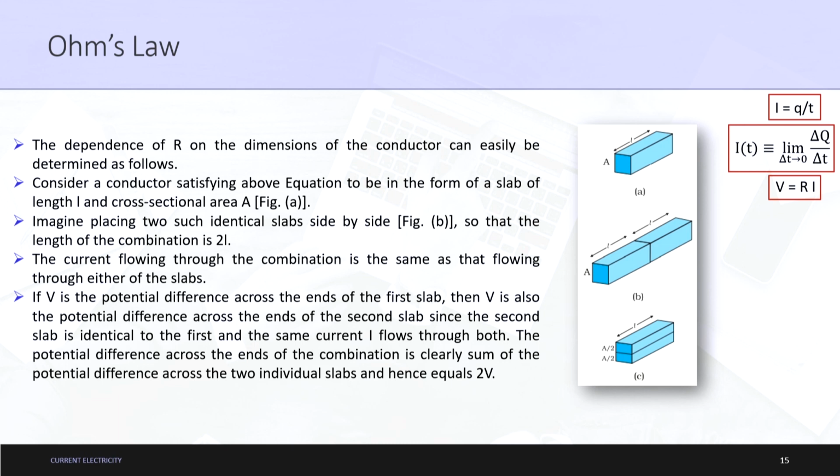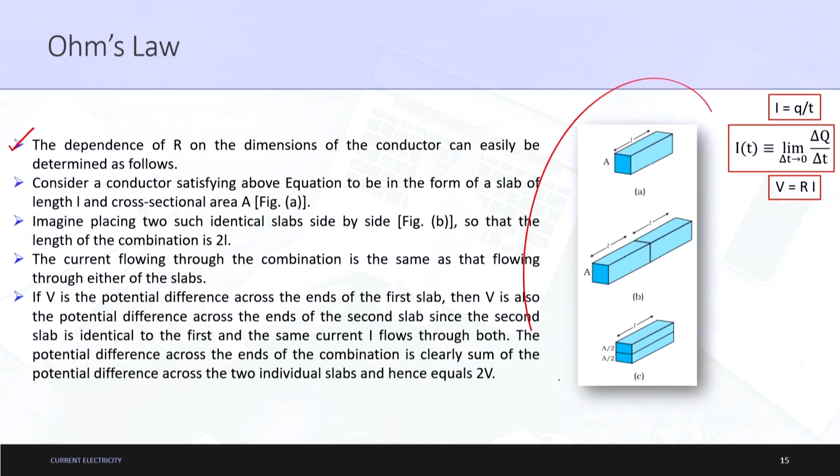Dependence of R on the dimensions of the conductor can easily be determined as follows. As in the last point we tried to understand how R depends on the dimensions of the conductor, that complete explanation is being explained here. Dependence of R on the dimensions of the conductor can easily be determined as follows. First, consider a conductor satisfying the above equation to be in the form of a slab of length L and cross-sectional area A.